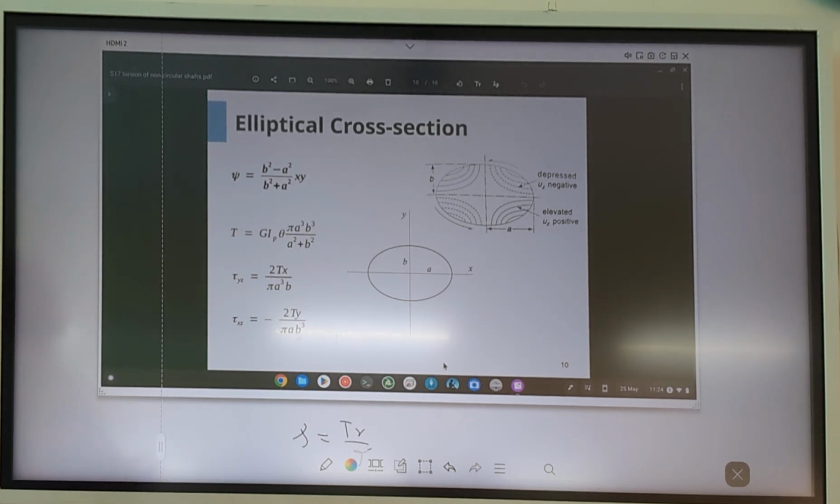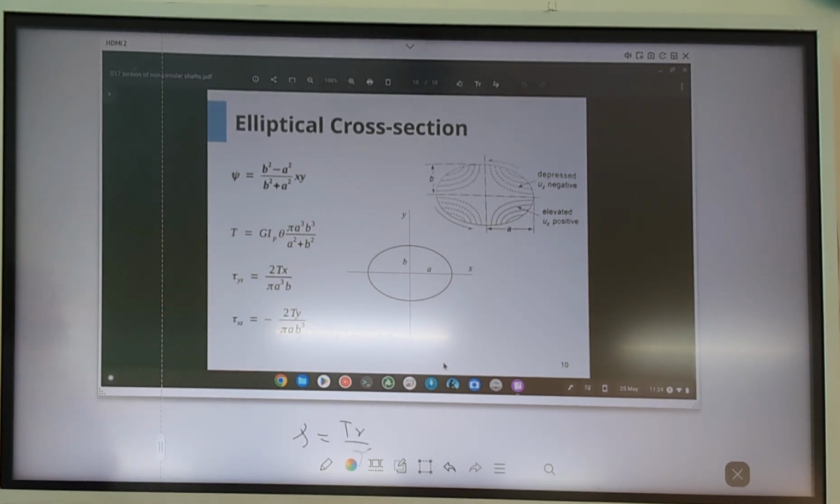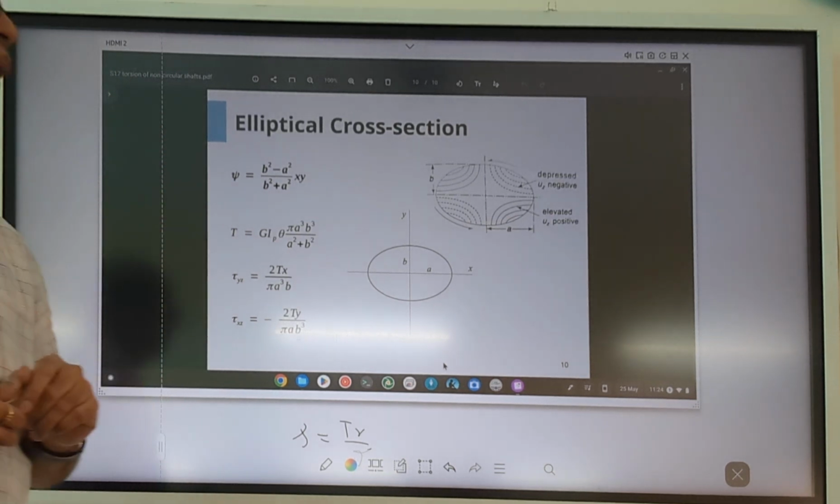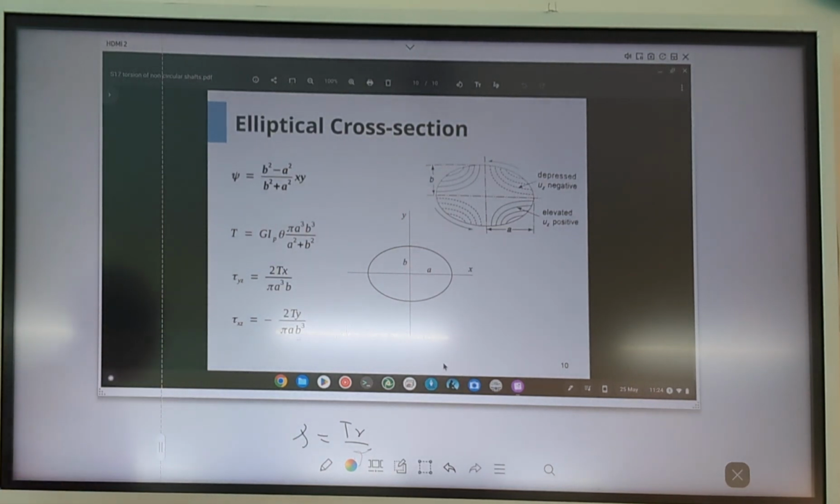So what you have seen here is, if there is a non-circular shaft, what treatment one would require in order to calculate the stresses and deformation. The theta and the stresses in terms of the warping function need to be calculated. So let's stop here for today.